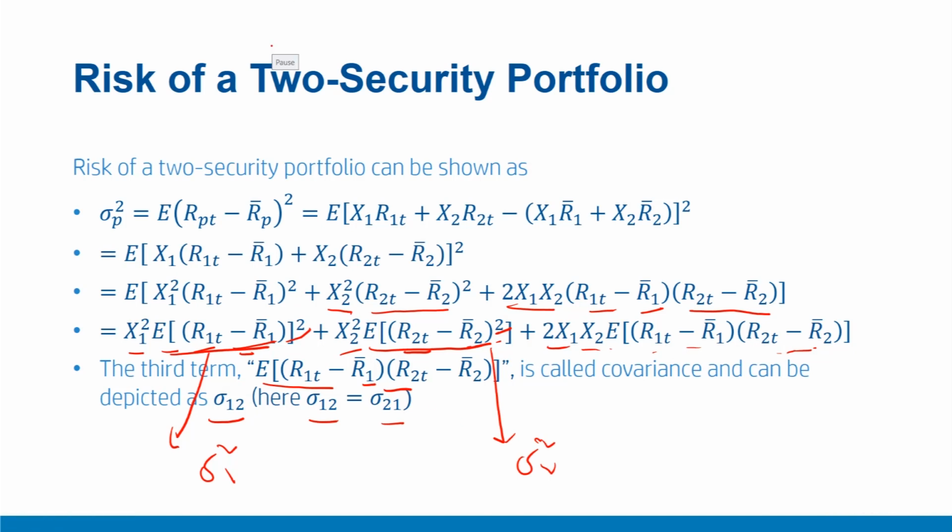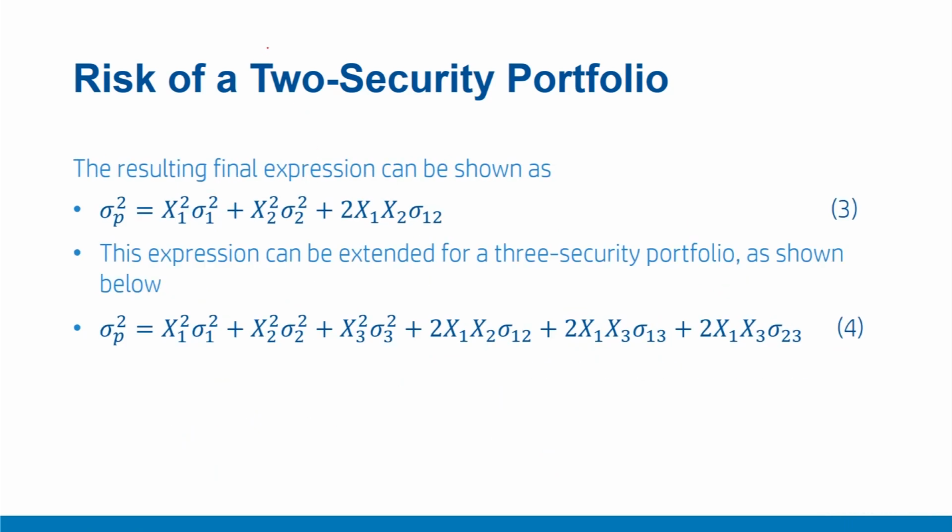Therefore, our resulting expression can be written here. This is our resulting expression of risk for the two security portfolio, that is sigma p square equal to x1 square sigma 1 square plus x2 square sigma 2 square plus 2 times x1 x2 into sigma 1 2.